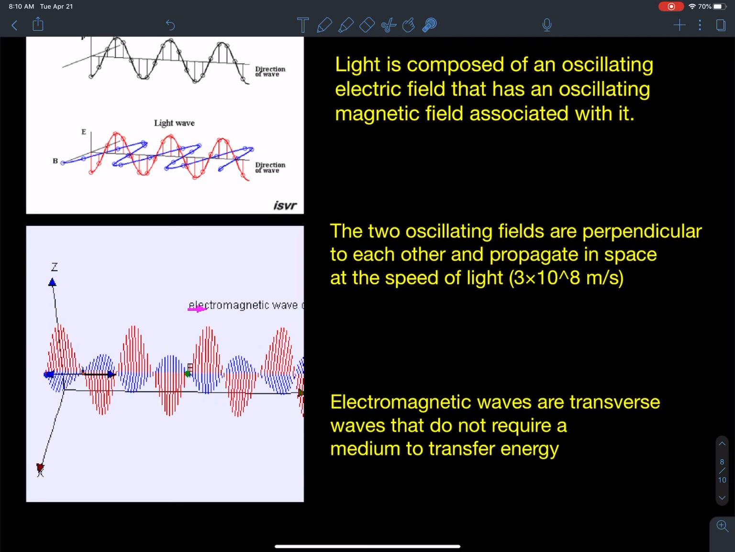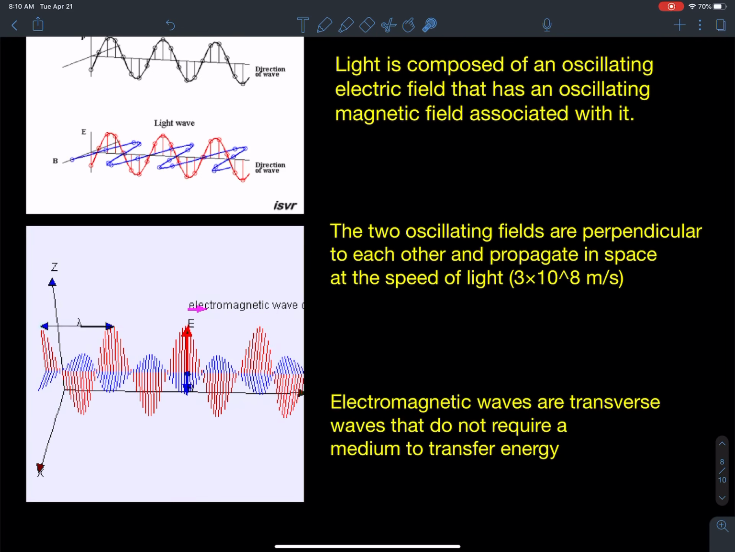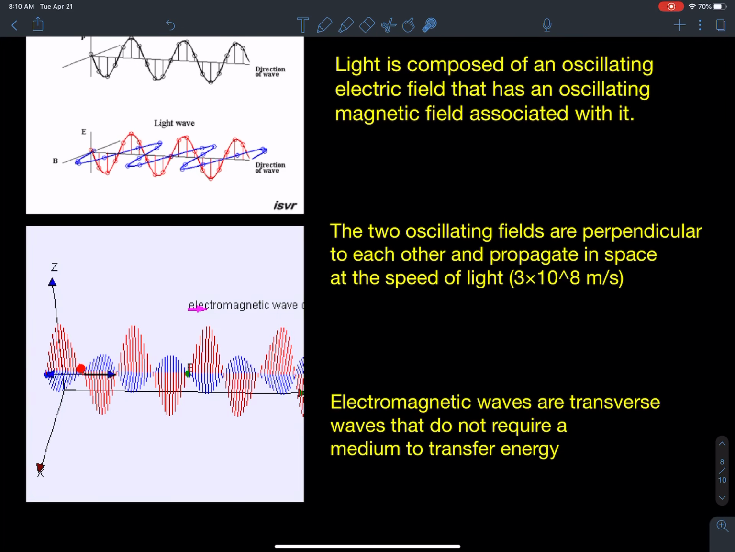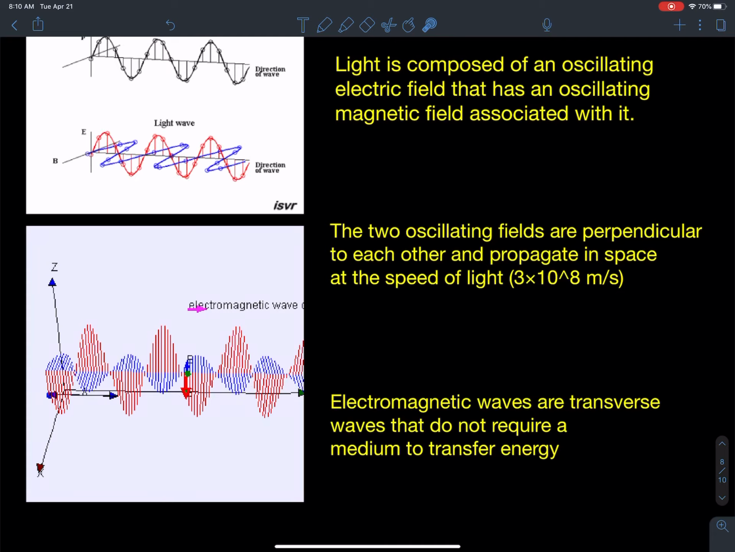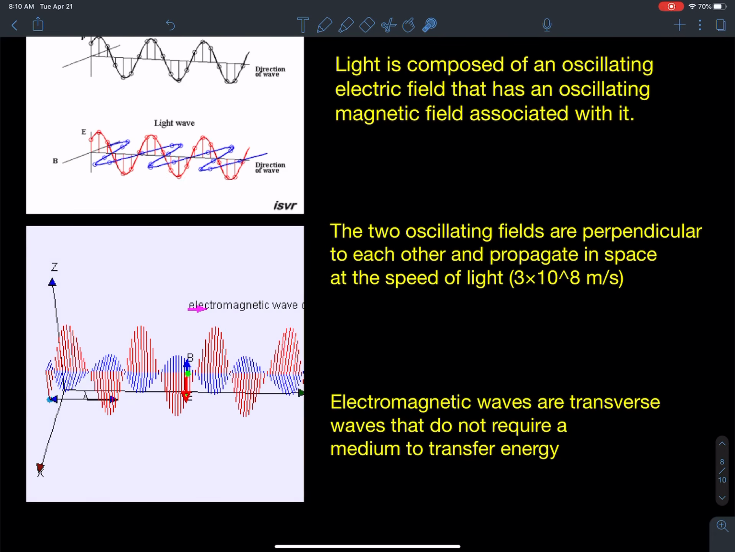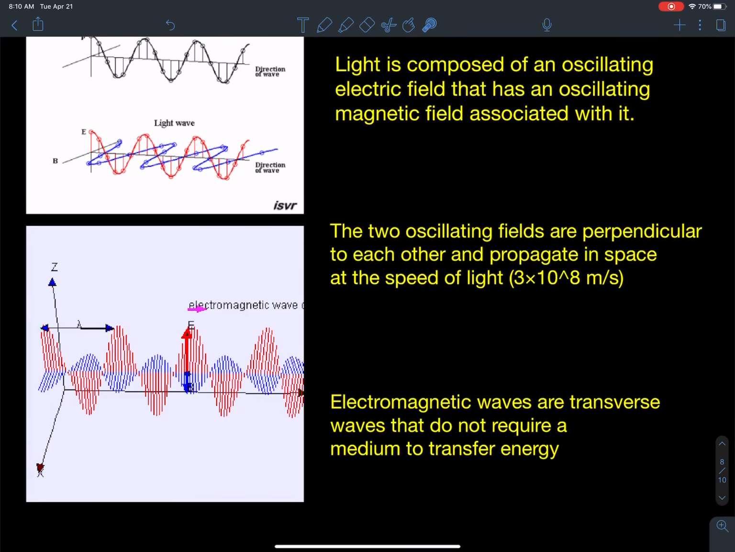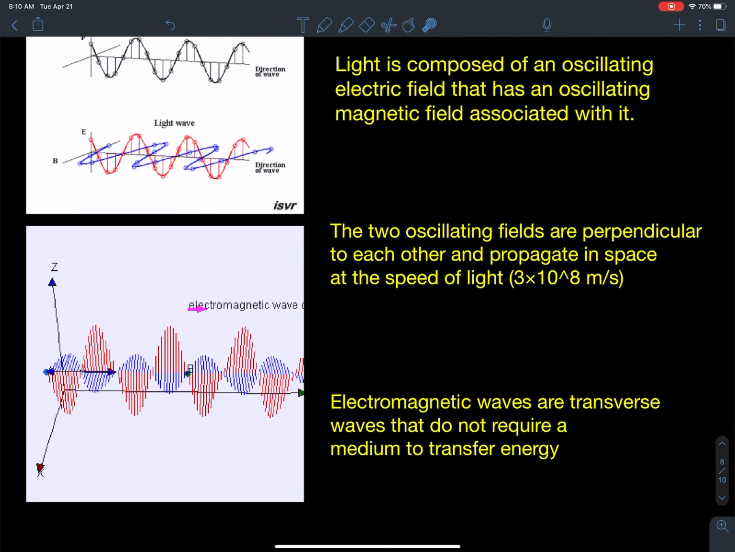So here's just another little video demonstration of the oscillating electric field. And at the peak of that oscillating electric field, you're getting, perpendicular to it, the peak of the magnetic field. And the direction of the magnetic field you'll learn in the next unit when we talk about electricity.